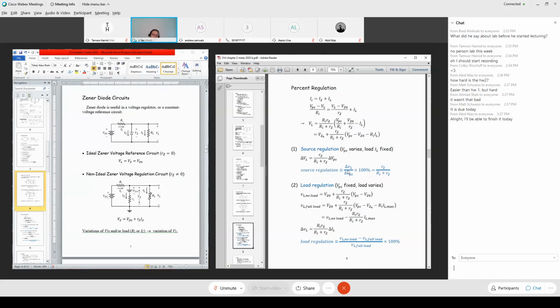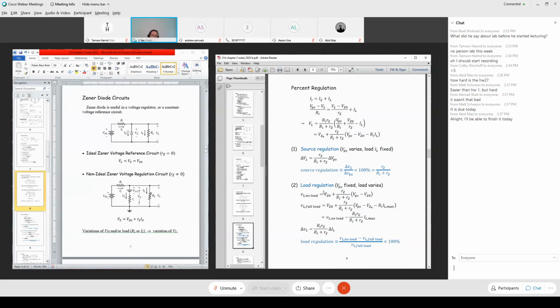What's the extreme? How small can it go? Only if the Zener resistance is 0. If the Zener resistance is 0, then we have a source regulation of 0%. It means the output voltage, or the load voltage, doesn't change no matter how you change the input voltage. However, for a non-ideal Zener diode, RZ is non-zero, so you have a finite fraction here. That's a limit, compared to the ideal Zener diode versus the non-ideal Zener diode.